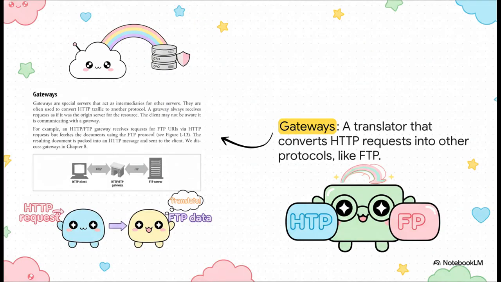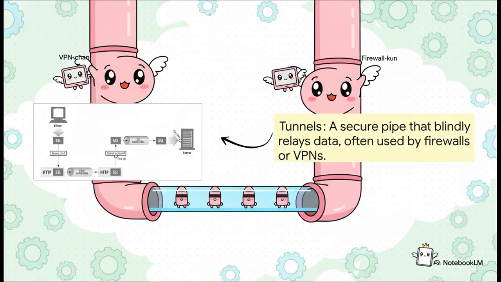Then you have gateways, which are essentially translators. For example, a gateway can take a modern HTTP request and convert it into a completely different protocol, like the old file transfer protocol, or FTP, to communicate with some ancient server. They bridge the gap between different systems. And finally, there are tunnels. These are the simplest intermediaries. They just create a secure pipe and pass data through without inspecting it at all. VPNs and firewalls often use tunnels to relay traffic. They're just blind, secure couriers.